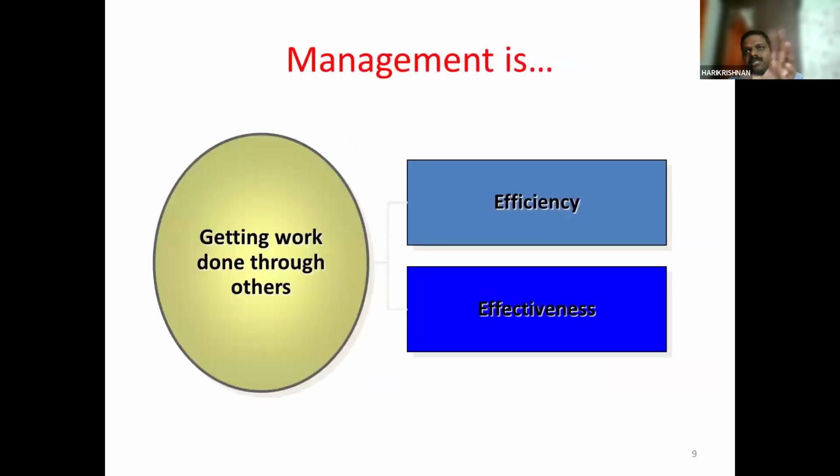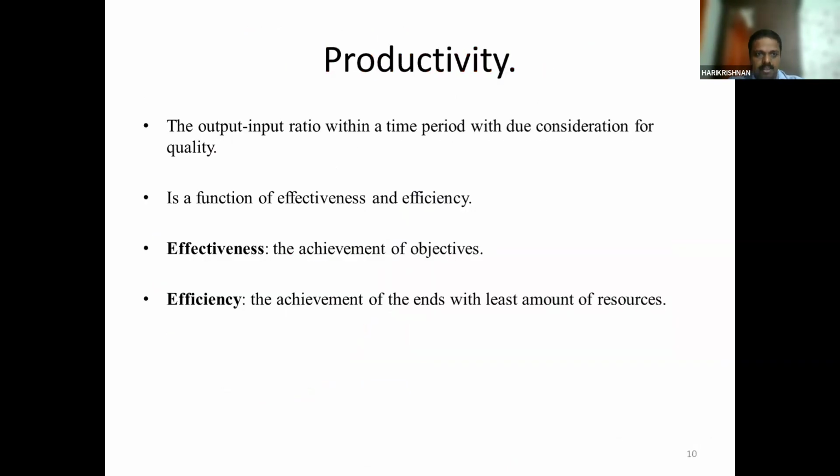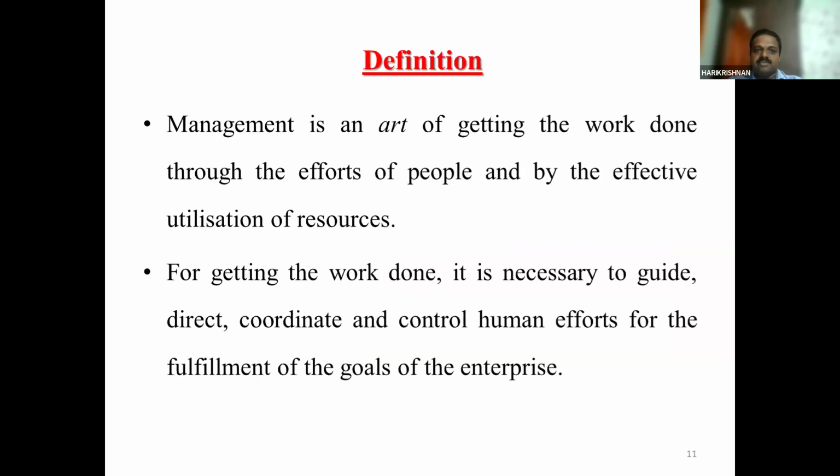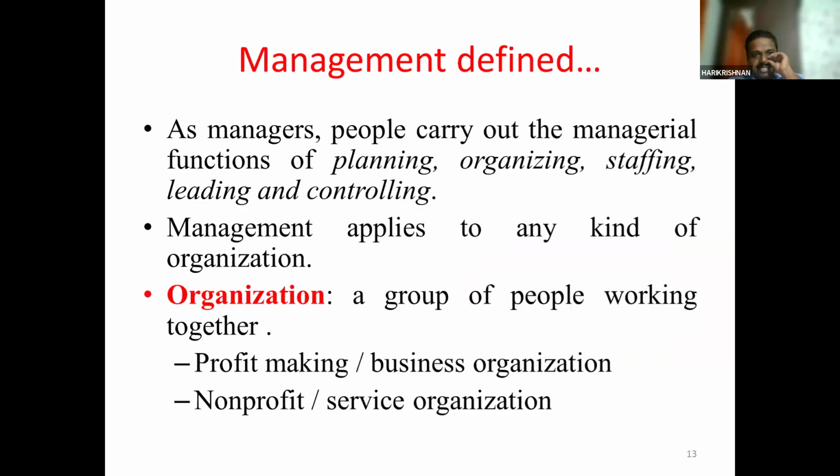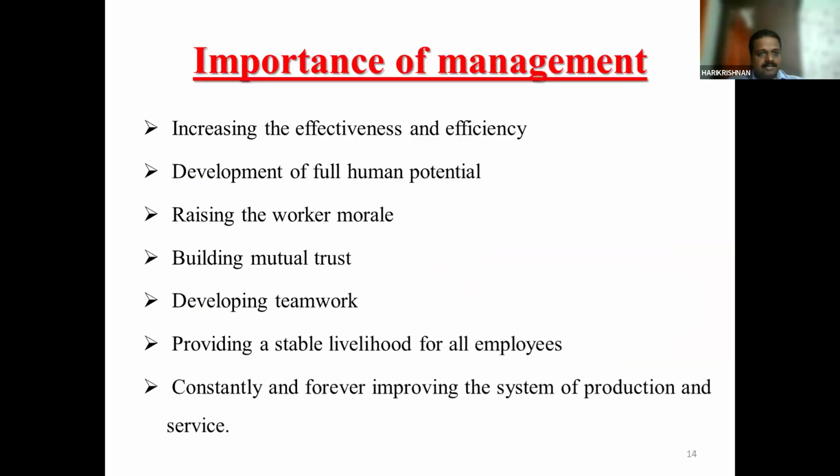Then, as I told you in the last class itself, there are 2 points, efficiency and effectiveness. Both should be included. Then only a company will be in very good profit. Effectiveness means to achieve the objectives, and efficiency is the achievement of ends with the least amount of resources. These are the things we have studied about the management definition. This we have already discussed in the last class. Then organization. I have told you there are 2 types of organizations: one is business organization and another one is non-profit service organization.